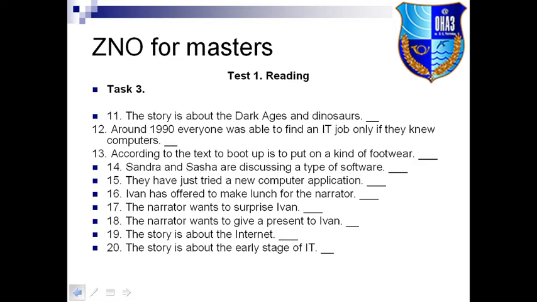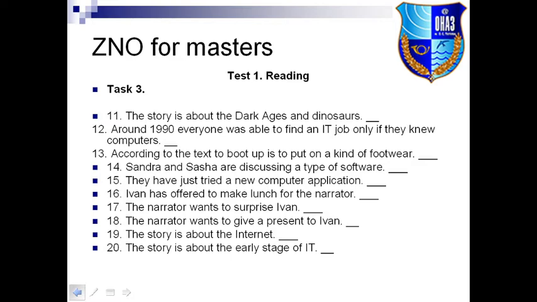14. Sandra and Sasha are discussing a type of software. We will find out who they are, Sandra and Sasha. 15. They have just tried a new computer application. 16. Ivan has offered to make lunch for the narrator. Okay, another character of our text.